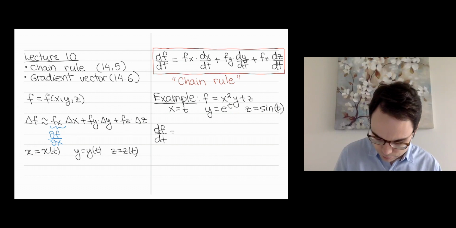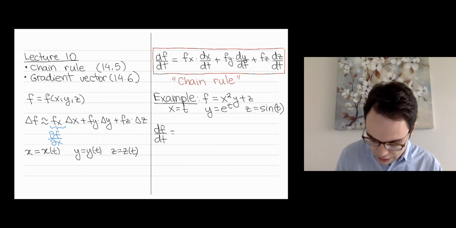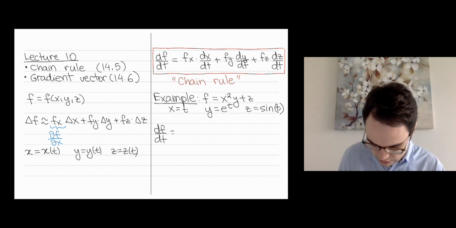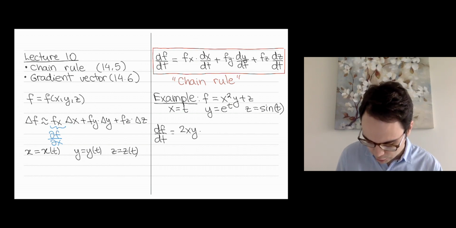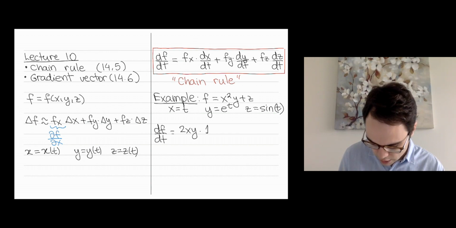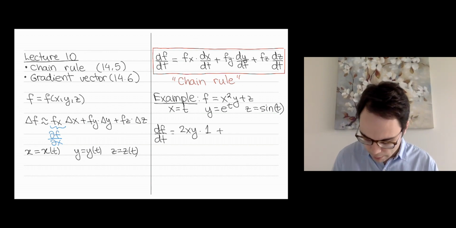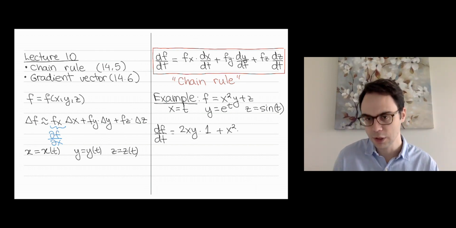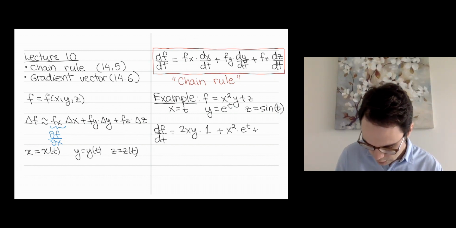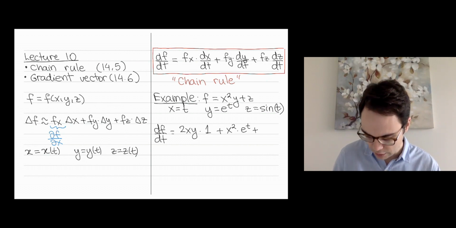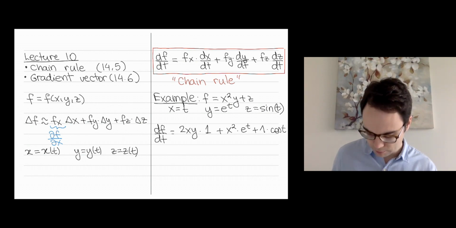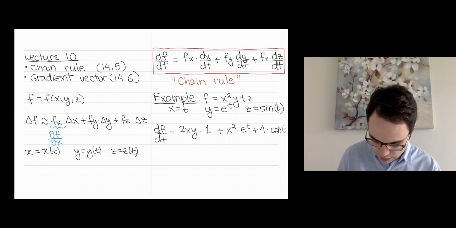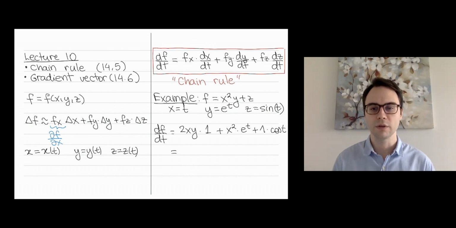So the x partial, in this case, if I differentiate f with respect to x, I get 2xy, and then multiply the x partial by dx/dt, that's 1, plus the y partial of f, that's x squared, times dy/dt, so the exponential is its own derivative, so that's again e to the t, plus the z partial of f, that's 1, times the derivative of z with respect to t, that's cosine t.